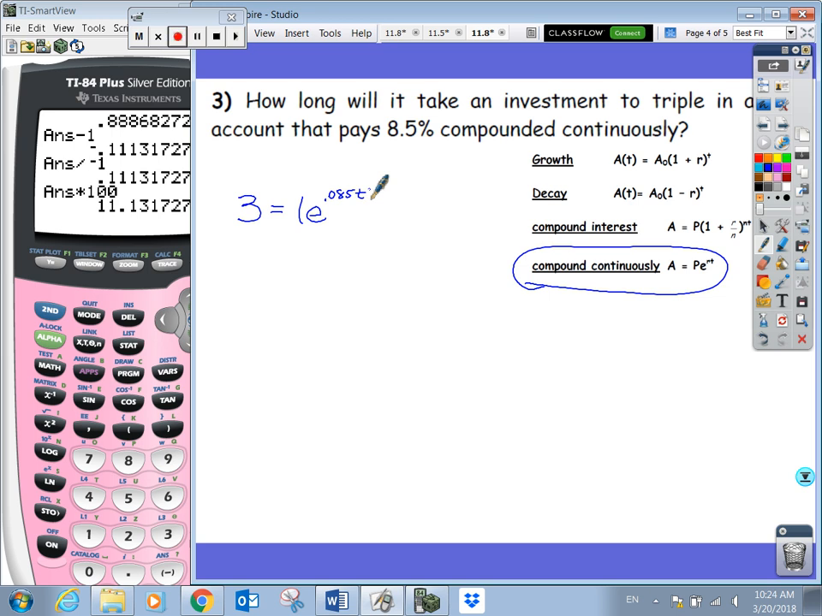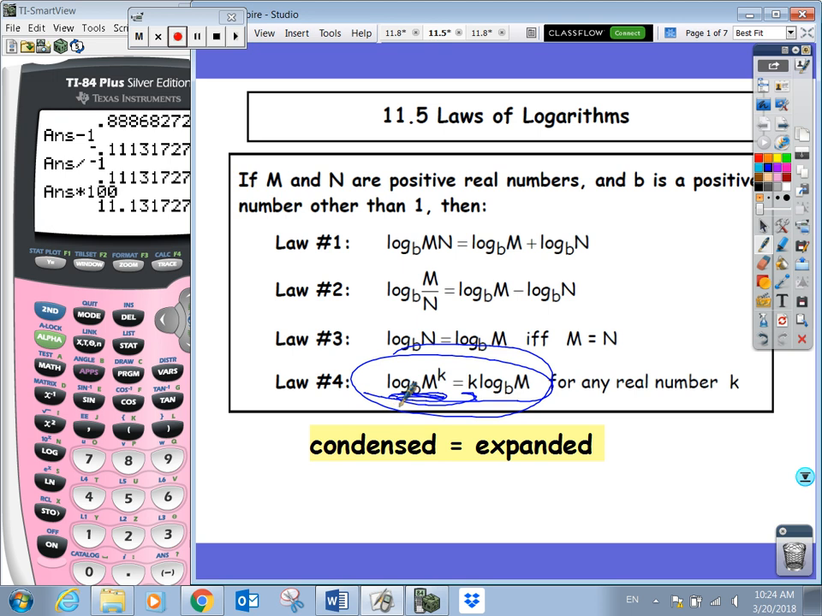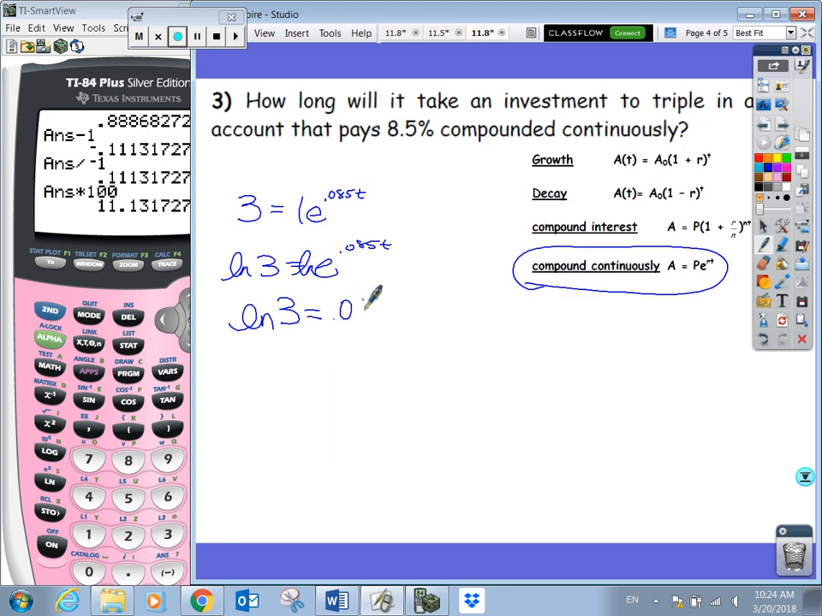Now that 1, we really don't need that 1 right there, e to the 0.085t. Since it's e, we want to take the natural log of both sides, or just change it to a natural log, or y1 and y2, lots of different ways. So the natural log of 3 equals, again, we're using this form. We're going to move to this form over here using law number 4. So we can say 0.085t natural log of e. The natural log of e is 1.